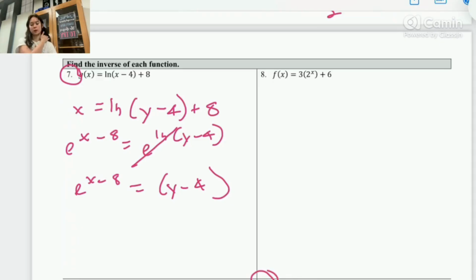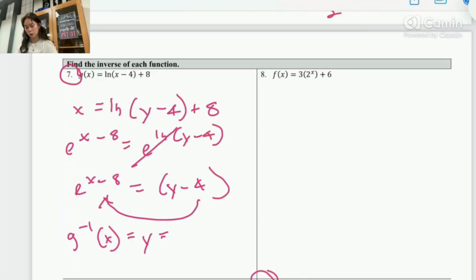So when you're finding the inverse, you're just going to do g to the negative 1 of x, in parentheses, don't forget that part, equals y. So those are the same thing. And then when you bring the 4 to the other side, that'll get you the final answer of e to the power of x minus 8 plus 4. Alright, and then our last one that we're going to do is 10.